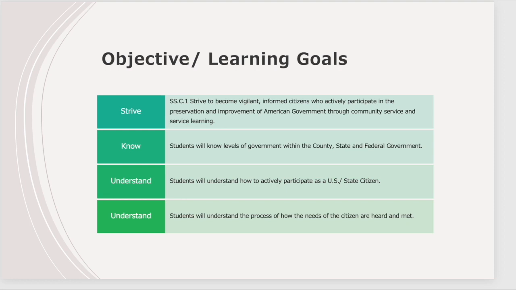So you will know by the end what the levels of government are within your county, state, and federal government. You will understand how to actively participate as a U.S. citizen and state citizen, and you will also understand the process of how the needs of citizens are heard and met.